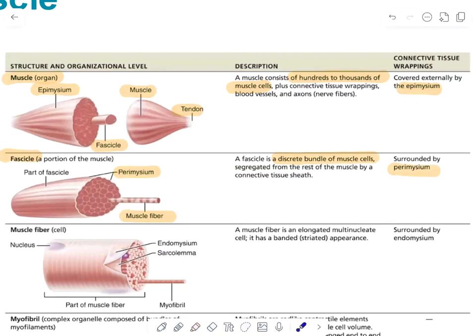Now we're going to go one layer deeper to the muscle fiber, which is what we have here. That muscle fiber is also referred to as a multinucleated muscle cell. It's surrounded by a connective tissue layer called the endomysium. But just deep to that endomysium is what's called the sarcolemma. And it's important that you know that the sarcolemma is the plasma membrane for the muscle cell.